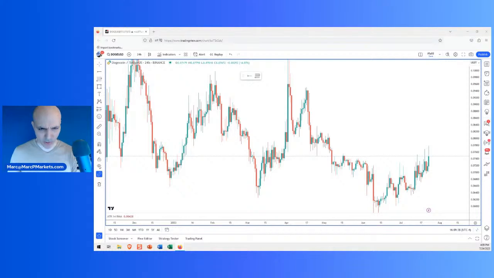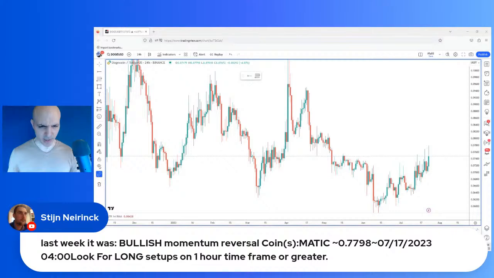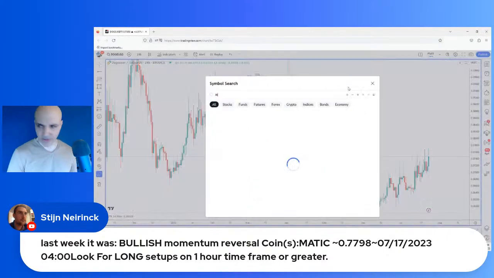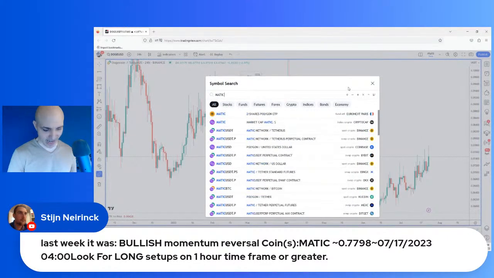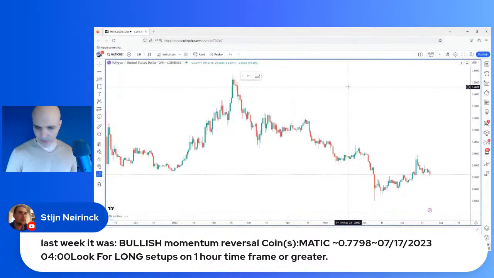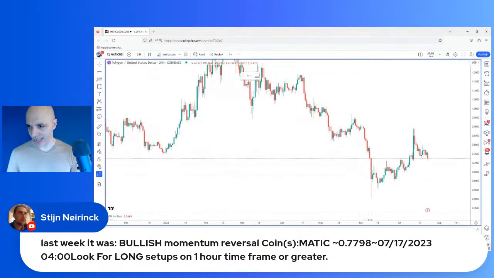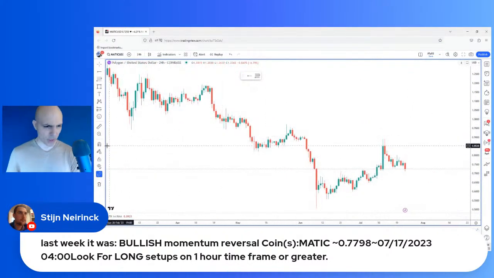All right, so let's do this real quick. Stian says here, bullish momentum reversal, Matic. This was a trade scanner trade that we talked about that day. Let's just see where it went. Let's put the levels on the chart and see the outcome of that if we had taken that trade long that day. So you guys see that.